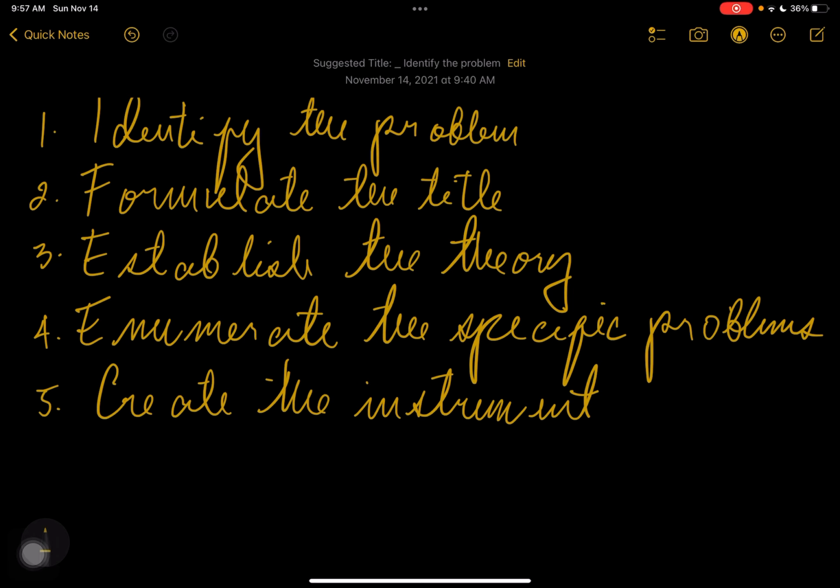Number 1 is identify the problem or issue at hand. Number 2, formulate the research title. Number 3, establish the theory. Number 4, enumerate the specific problems. Number 5, create the instrument. So number 1, identify the problem.